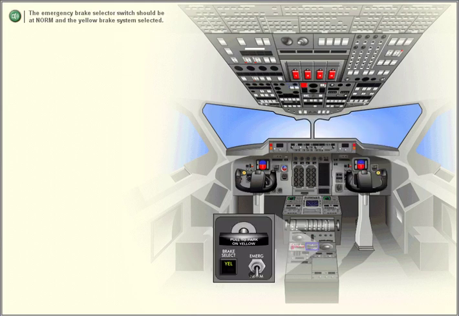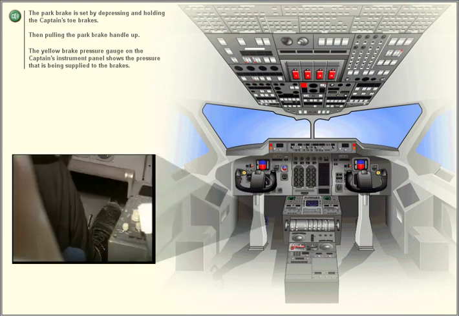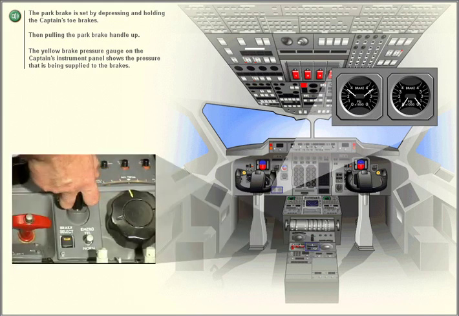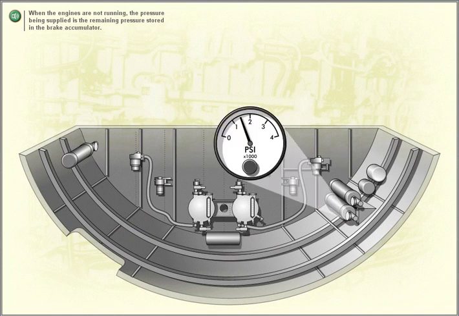The emergency brake selector switch should be at normal and the yellow brake system selected. The park brake is set by depressing and holding the captain's toe brakes, then pulling the park brake handle up. The yellow brake pressure gauge on the captain's instrument panel shows the pressure that is being supplied to the brakes. When the engines are not running, the pressure being supplied is the remaining pressure stored in the brake accumulator.